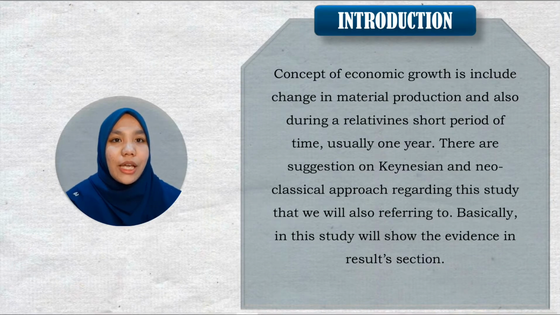So basically, our group report is based on the relationship between consumption, economic growth, and also government expenditure. In the article written by M.I. Vick, it states that the concept of economic growth includes change in material production during a relatively short period of time, usually 1 year.